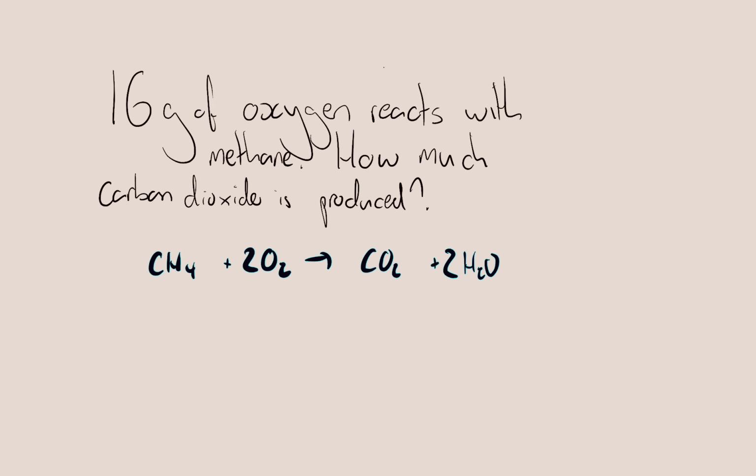So the first challenge here comes from decoding the question. So 16 grams of oxygen. What I like to do is to just tick off the thing that I've got the information for. And it might be that I tick off 2. In this case, I'm only ticking off 1. Reacts with methane. Now, the mistake lots of people make is they jump straight into it and they think, okay, I've got to work out something to do with methane. That's not the case. How much carbon dioxide is produced? And I like to put a little question mark above the thing that I'm trying to work out.